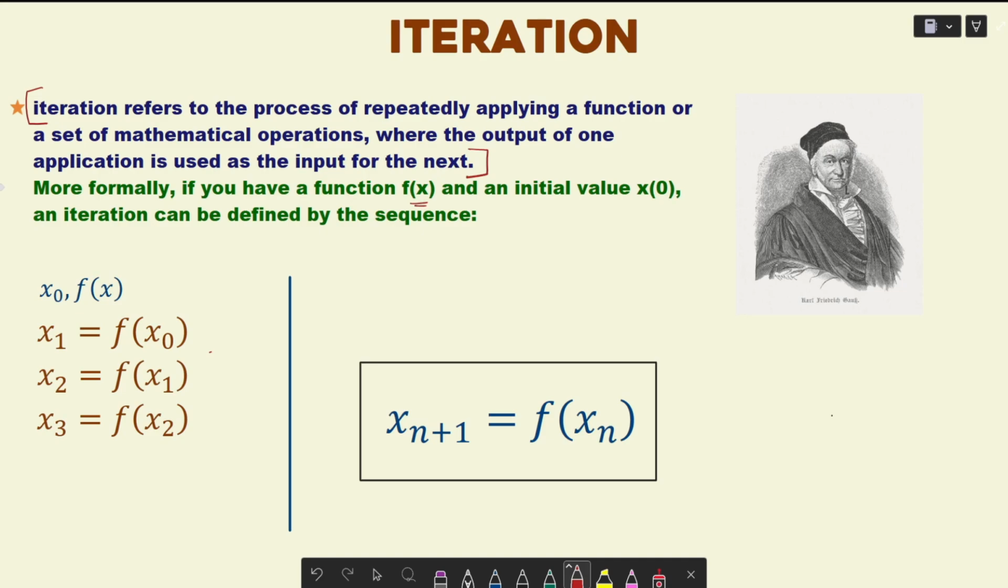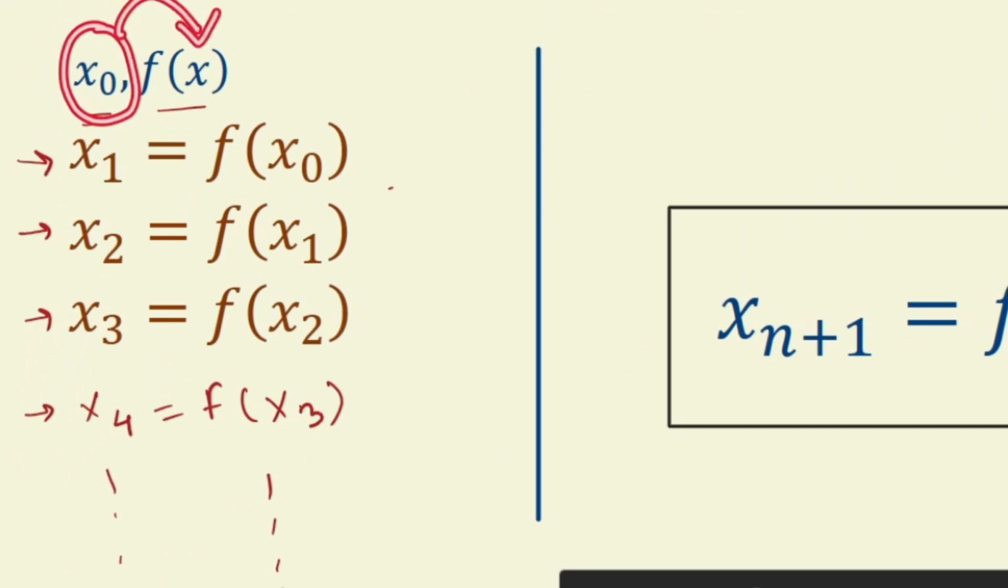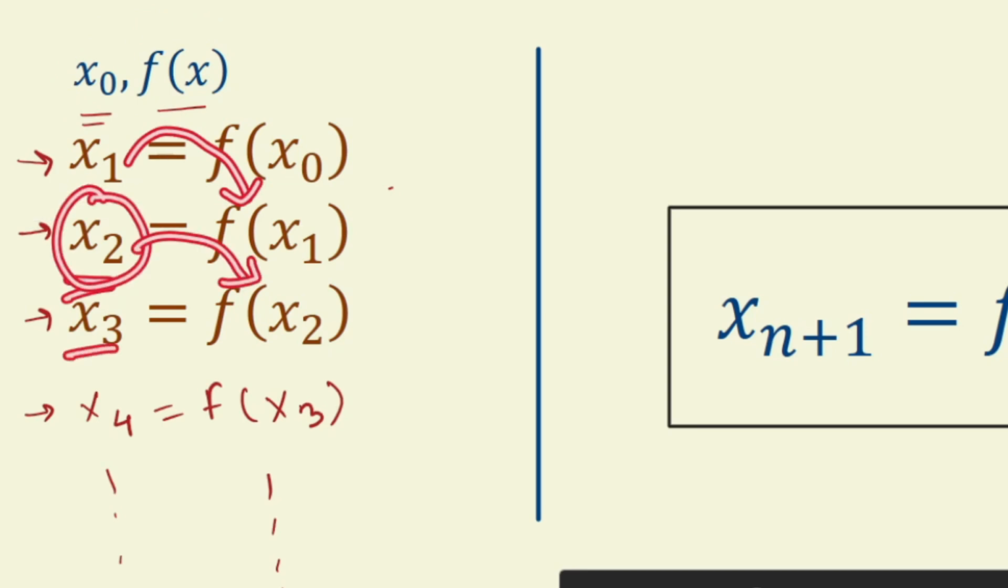In mathematical terms, if we have a function f(x) and its initial value x0, we can get the values of x1, x2, x3, x4 and so on. So, what is exactly happening here? When you put x0 in the function, you get x1. When you put x1 in the function, then you get x2. When you put x2 in the function, then you get x3. Thus x4, x5 and so on.